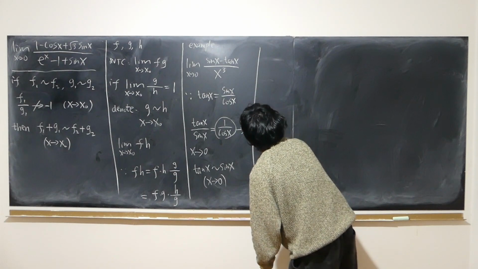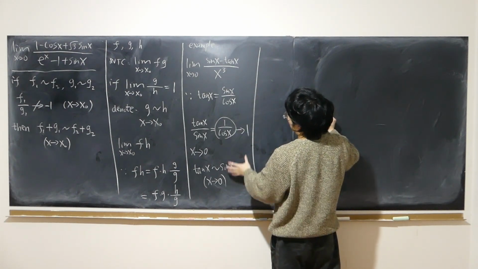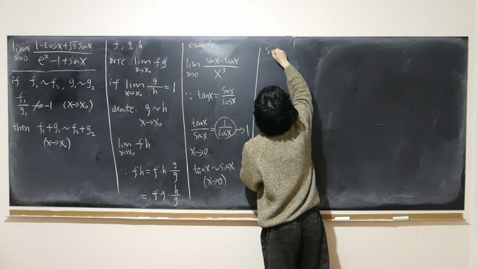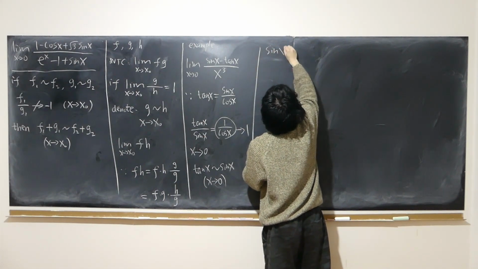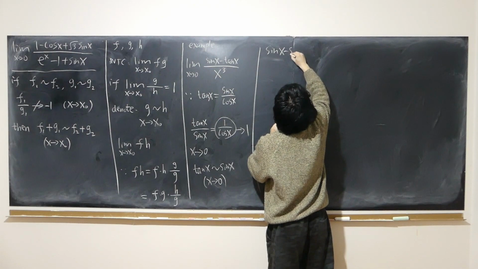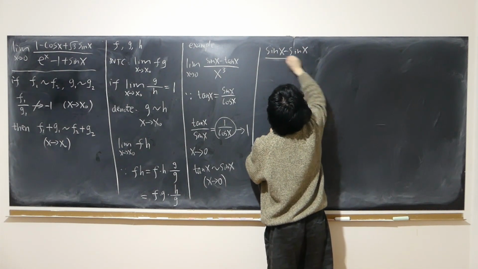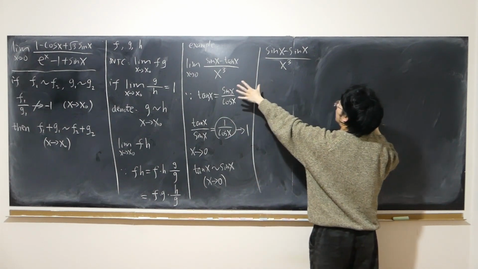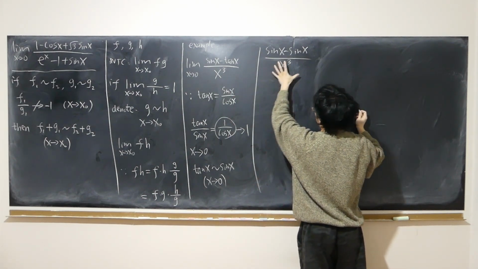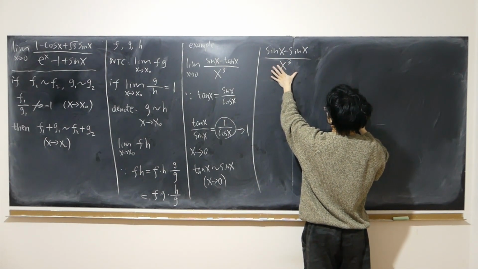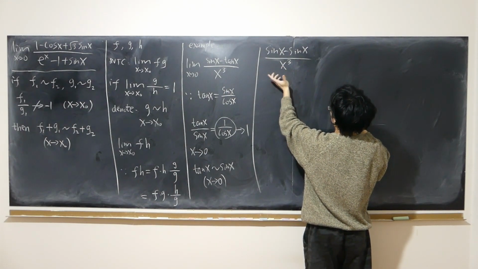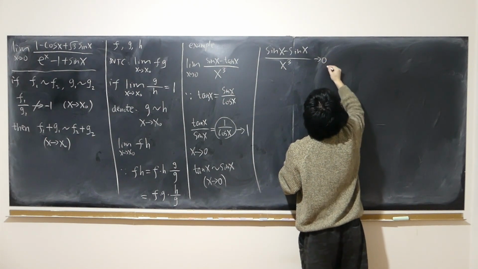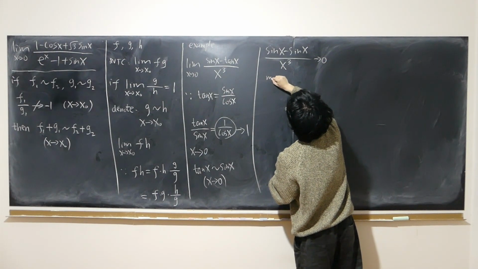Now, if we just recklessly replace tangent with sine, it turns into sine x minus sine x over x cubed. If we calculate this limit, all of a sudden we can just ignore the bottom because the top already becomes 0. That's where the mistake is.